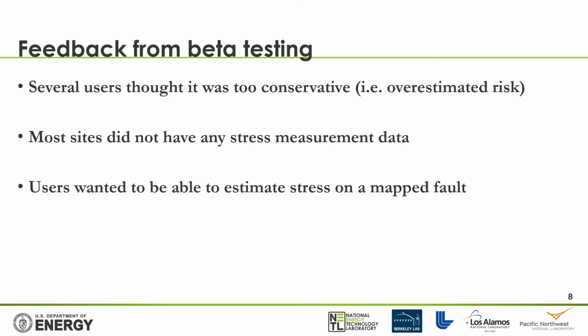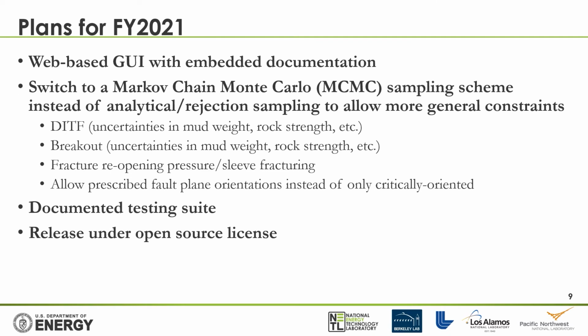Another case we found is that many of the sites that we applied the tool to had no stress measurement data. And this is, again, similar to the first point: in the absence of this data, you're really not going to meet the regulatory requirements, and the tool is going to show a non-zero probability of unfavorable conditions. And the other thing is users often want to be able to estimate stress on a particular mapped fault, which the current version of the tool doesn't have, but is a feature that we will add this year.